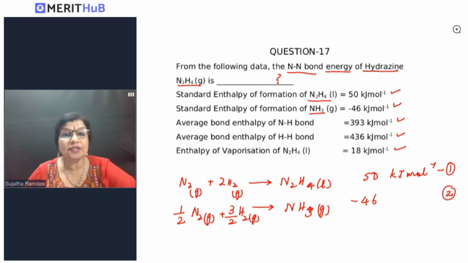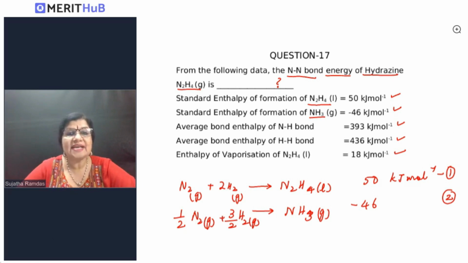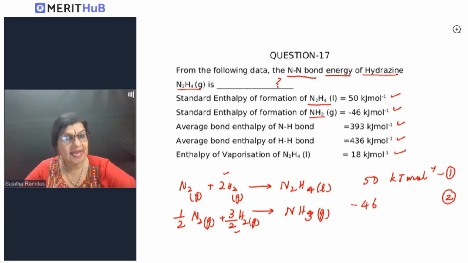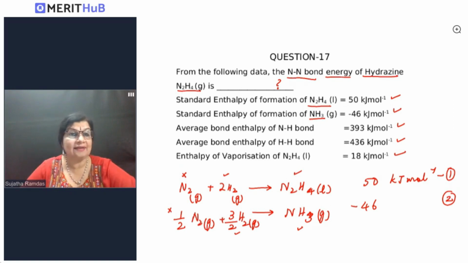Let's focus on these 2 equations. Okay. You have to find out the N-N bond energy of hydrazine, of course, in the gaseous state. And what are you provided with? N-H bond energy and H-H bond energy. In both these equations, you have the H-H bond energy. In hydrazine, you have the N-N bond and N-H bond. And here you have the N-H bond. You are not given any information about N triple bond N, which is the bond enthalpy in the nitrogen molecule.